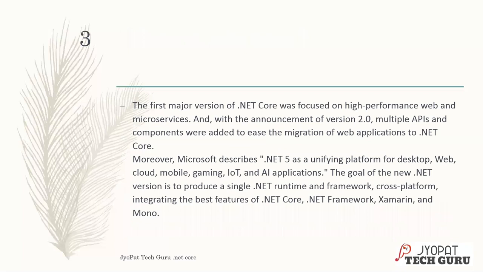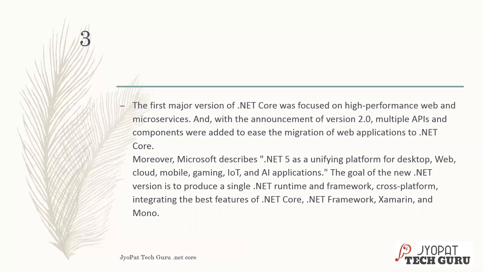The first major version of .NET Core was focused on high performance web and microservices. Nowadays, you are hearing a lot of things connected with microservices. So you can create a variety of programs, and that too with high performance in .NET Core. And with the announcement of version 2.0, multiple application programming interfaces and components were added to ease the migration of web applications to .NET Core.